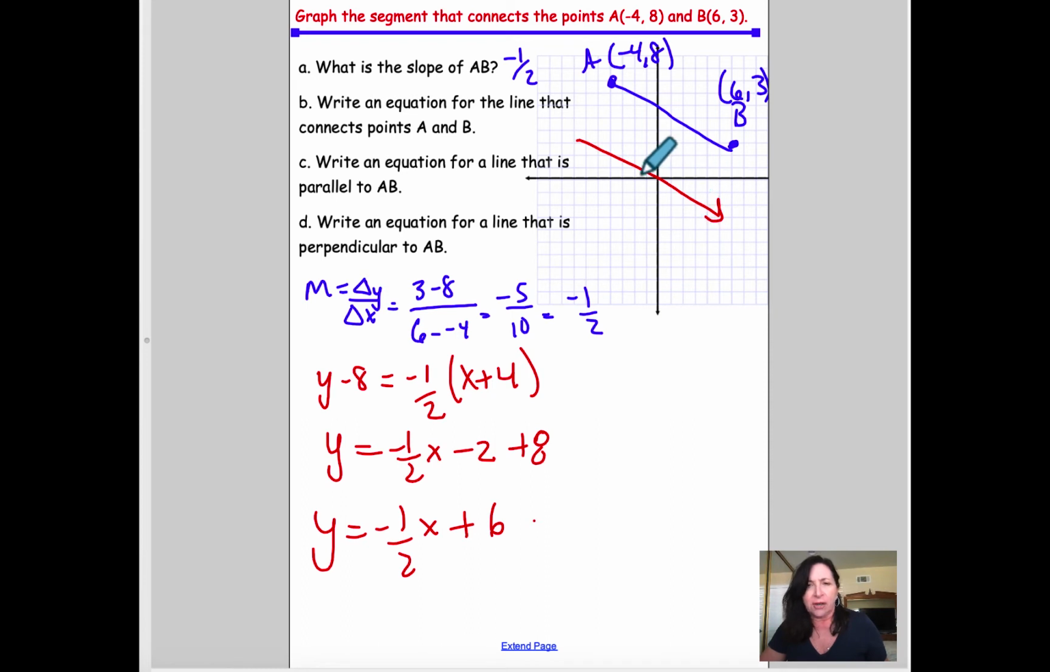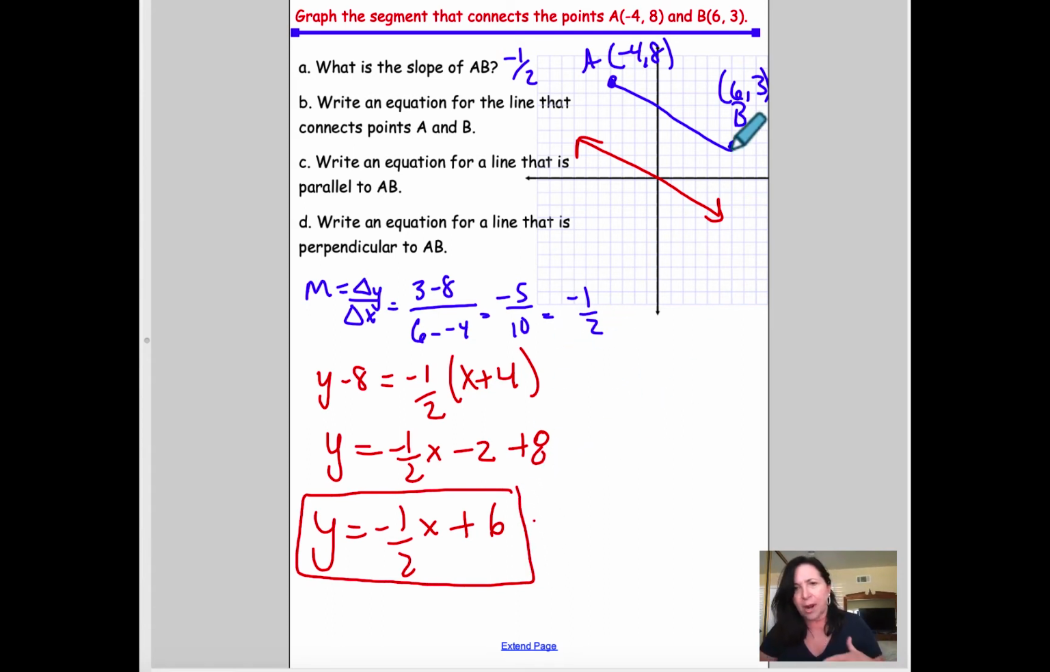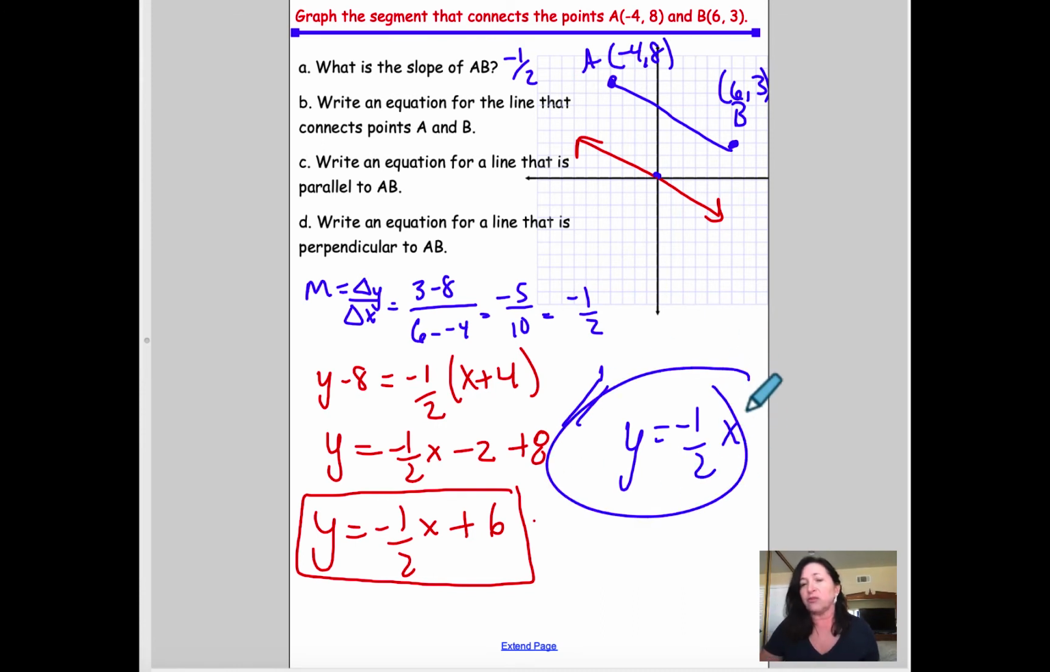It says, now I need to write an equation for a line that's parallel to AB. So any equation of a line, here's my equation right here. If lines are parallel, that just means they have the same slope, but I can actually start wherever I want. So I even could start at (0, 0), like I wrote here. So I can say an equation of a line that is parallel would be just y equals -1/2 x, with the y-intercept being 0.